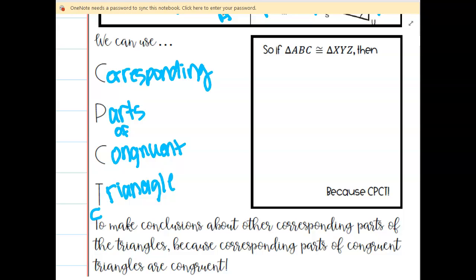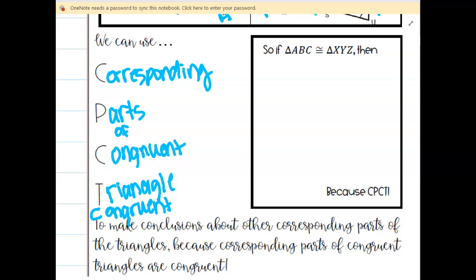Corresponding parts of congruent triangles are congruent. And we know that. We did that in the first section of chapter 4. We said if these triangles are congruent, then I know these angles are congruent, and these angles are congruent, and these angles are congruent. I know that these sides and these sides and these sides are congruent. We know that. We're just kind of putting it into words today.